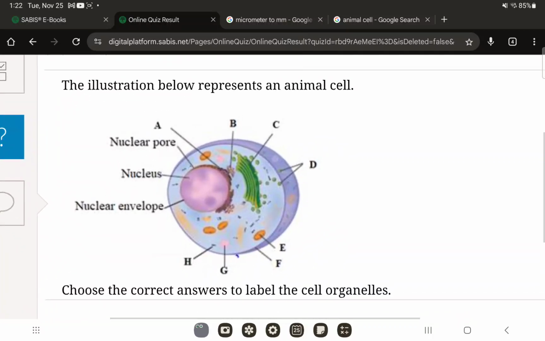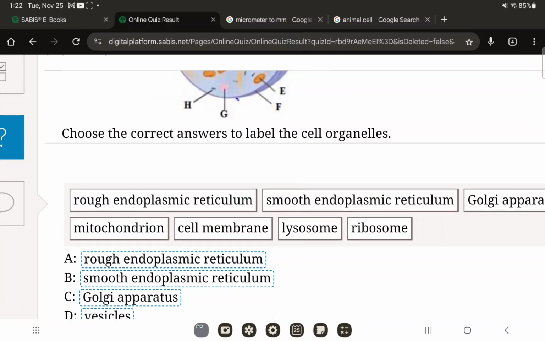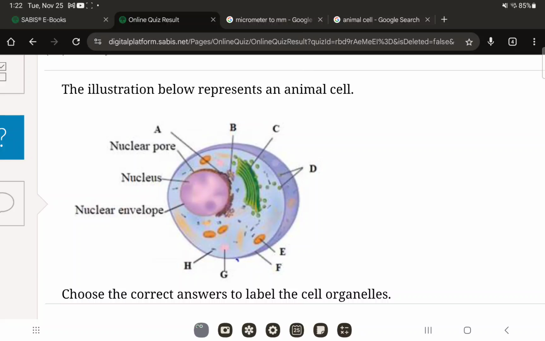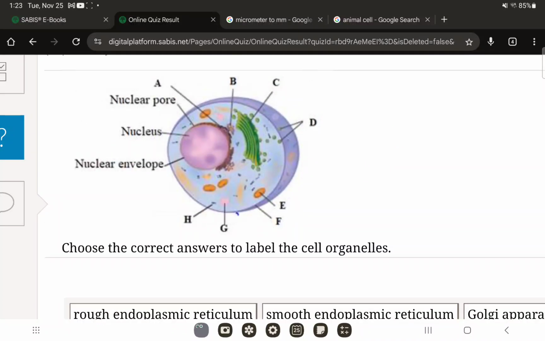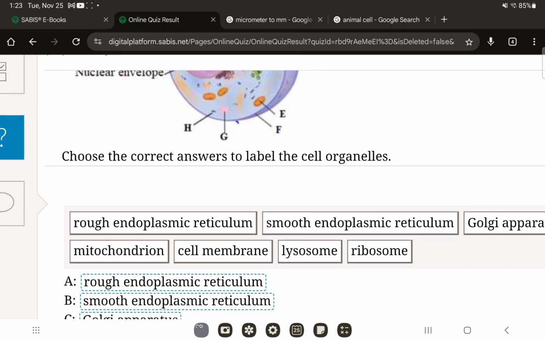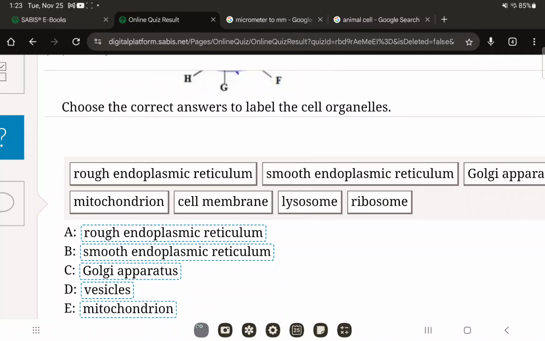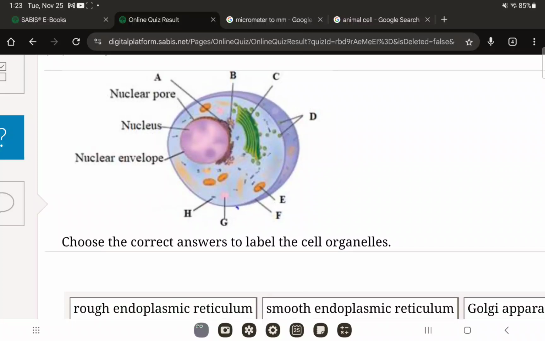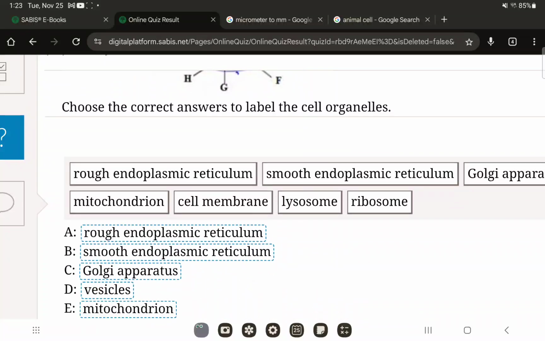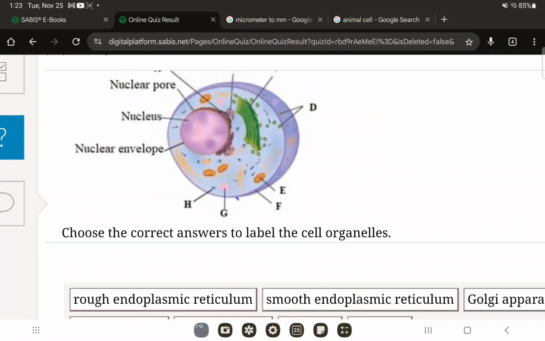A would be the rough endoplasmic reticulum, which is attached to the outside of the nucleus. B is the smooth endoplasmic reticulum, which is not directly attached to the nucleus, but is floating around it, kind of, in the cytoplasm. C would be the Golgi apparatus. You have to memorize that. And you have to memorize all of these things, actually. But yeah. D is the vesicles.